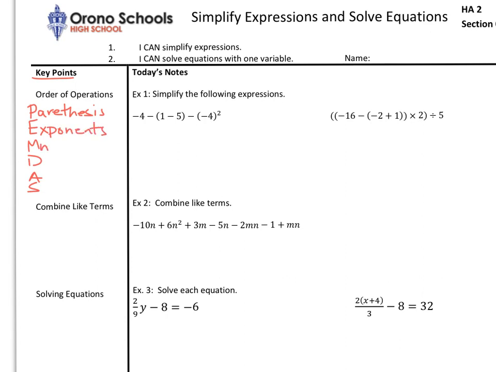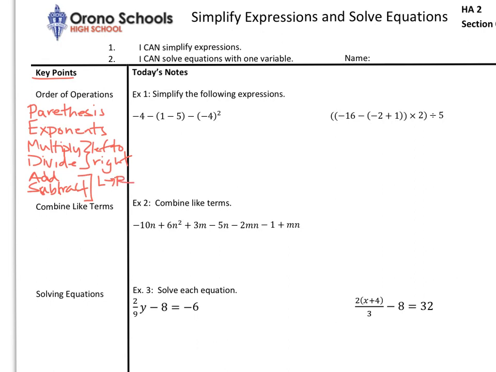M stands for multiplication. Whoops, we already have an M though. We don't need that M twice, do we? Multiply and divide. And you just want to go in order from left to right in that process. So you may be doing some multiplying and dividing, one after the other, from left to right. Last but not least, you would add and you'd subtract. Wow, I did that the same both times, didn't I? You add and subtract from left to right.